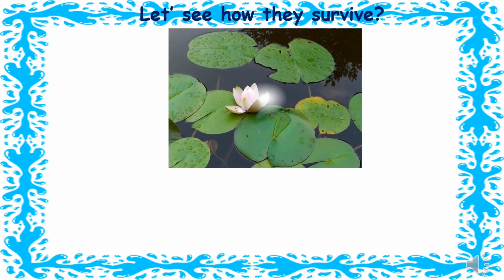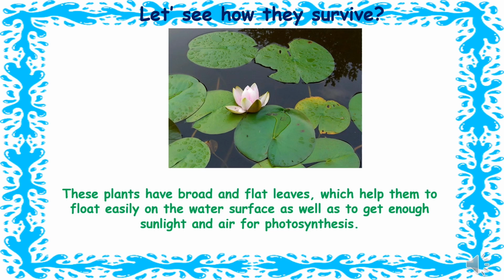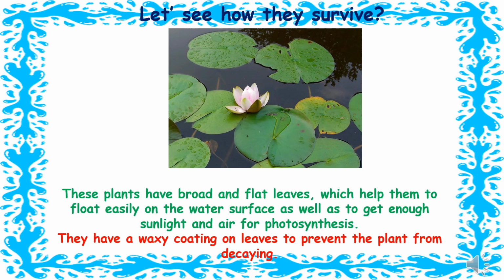These plants have broad and flat leaves, which help them to float easily on the water's surface as well as to get enough sunlight and air for photosynthesis. They have a waxy coating on leaves to prevent the plant from decaying.